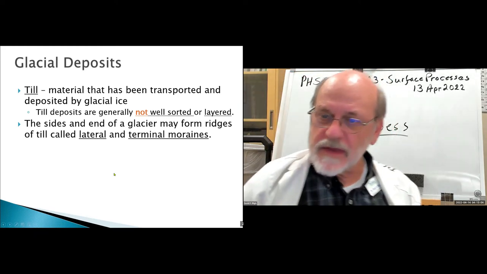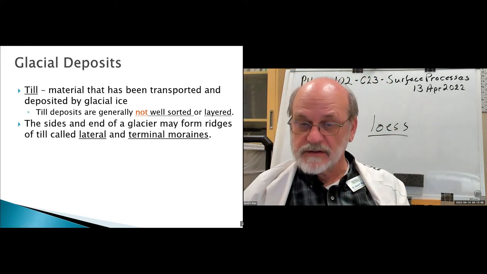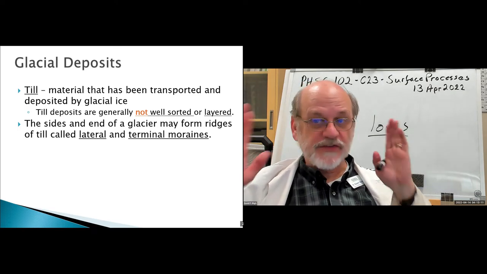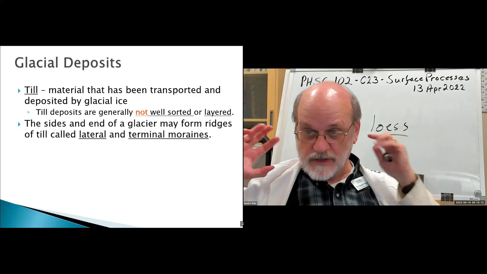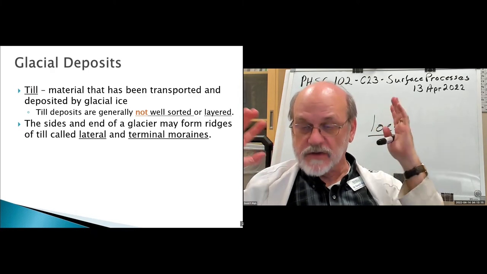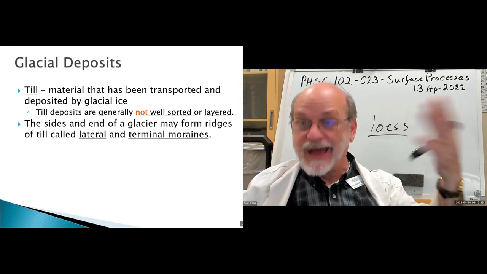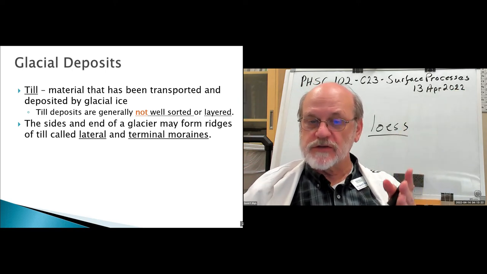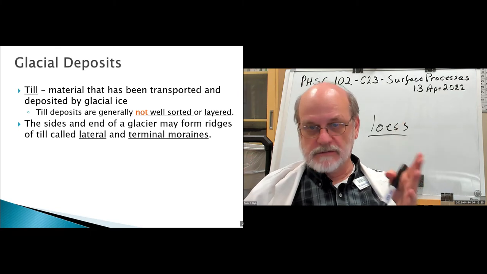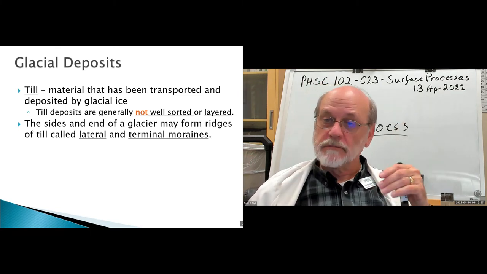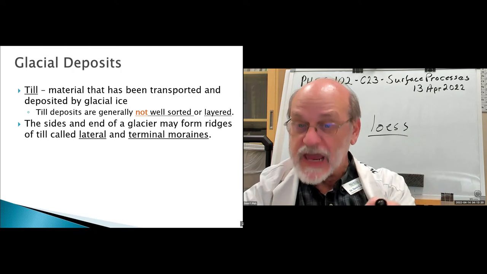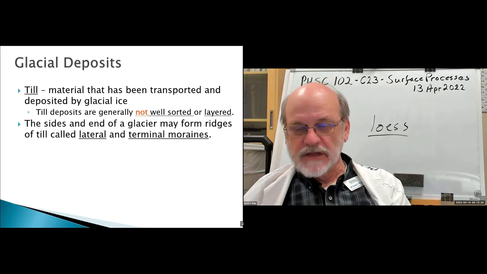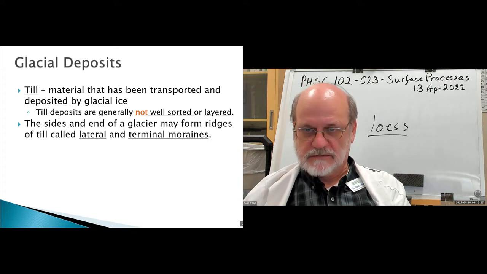Now, when the glacier deposits these things, they may form ridges along the sides of the glacier where it's eating into the bank, the sides of its banks. It'll form lateral accumulations called lateral moraines. Or at the very leading edge, it's pushing things ahead of it. These are called terminal moraines.